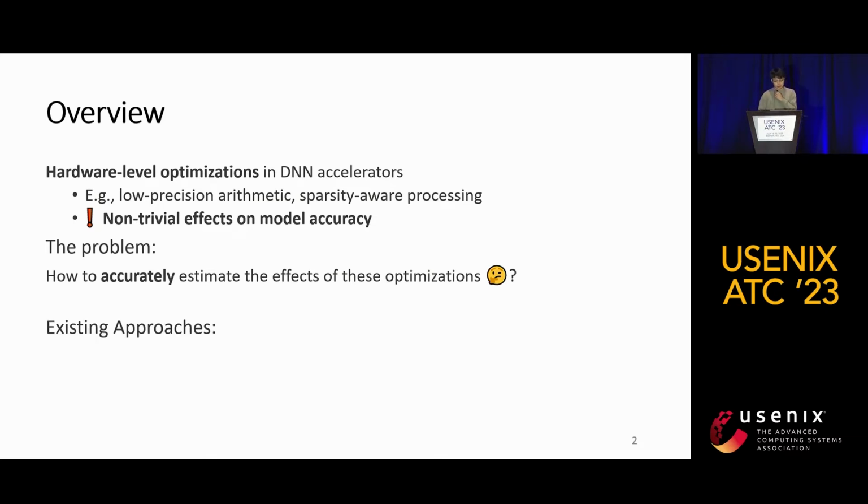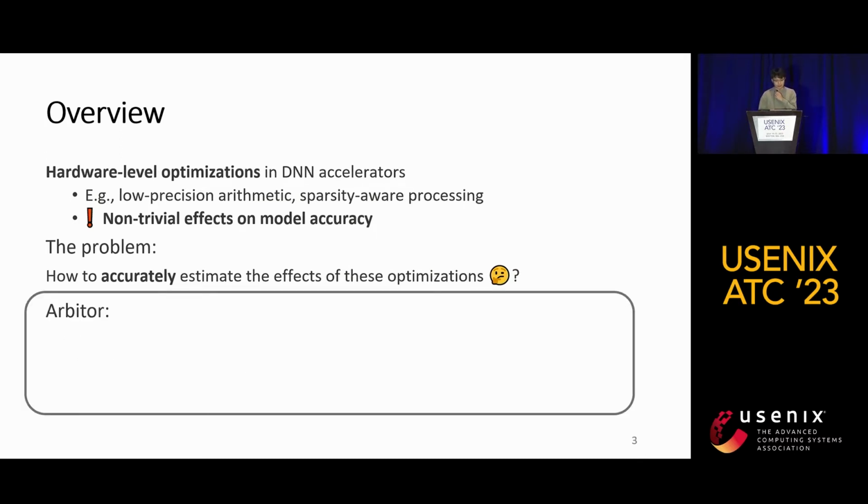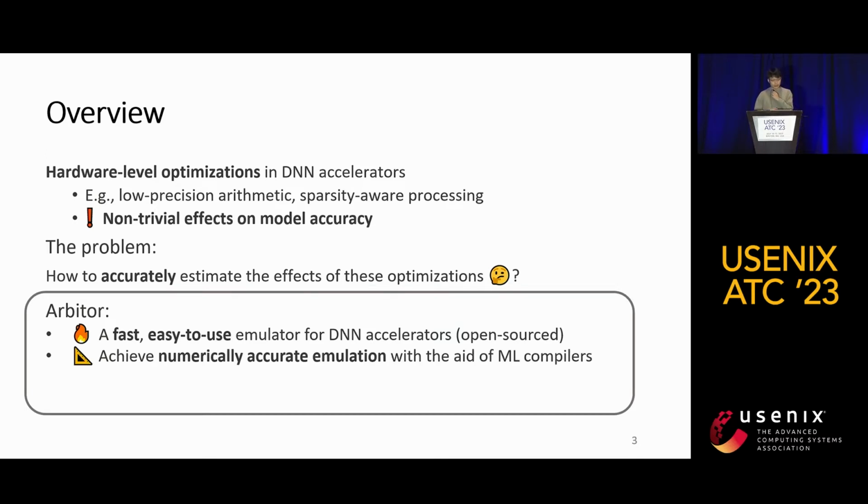Existing approaches to estimate these effects are either slow, expensive, inaccurate, or hard to use. So we propose Arbiter. Arbiter is a fast, easy-to-use emulator for DNN accelerators, and it's open-sourced. It achieves numerically accurate emulation with the aid of machine learning compilers. We conduct extensive case studies using Arbiter on popular benchmarks.